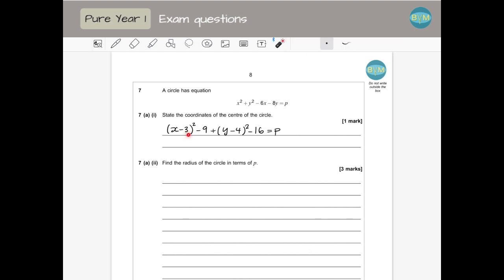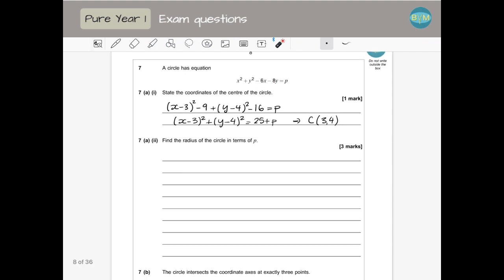And that means, once I have the equation written this way and I pass all the numbers to the other side, the coordinates of the center are going to be 3, 4. And this is 25 plus p. So the coordinates of the center are 3, 4. That's the first part. That's why I say maybe you are able to see it straight away, because it's half of x and half of y.